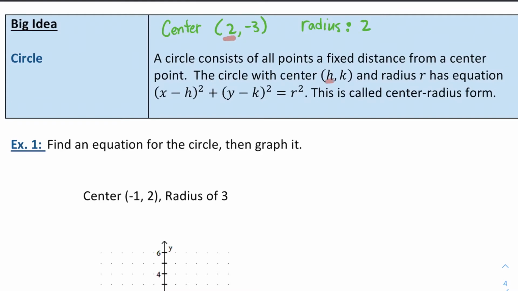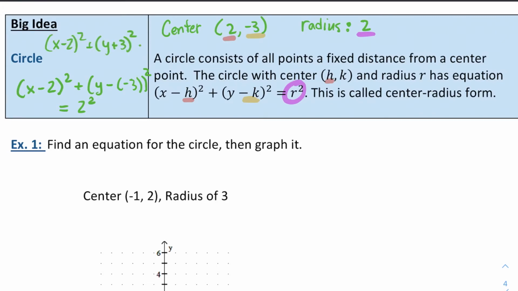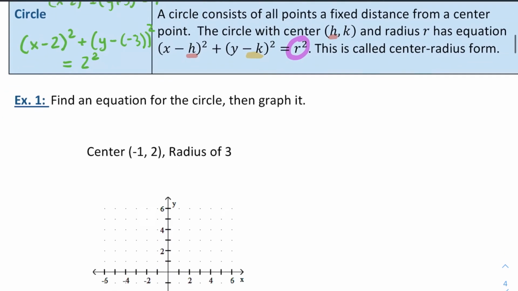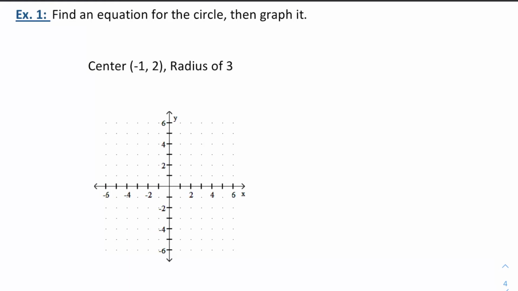The equation of this circle is going to look like (x minus the x-coordinate of your center point) squared plus (y minus the y-coordinate of your center point) squared. So (y minus -3) squared equals your radius squared, which is 2 squared. If I simplify it, it looks like (x minus 2) squared plus, since minus negative gives me plus 3, (y + 3) squared equals 4. It is derived from the Pythagorean theorem, but that's what equations of circles look like.